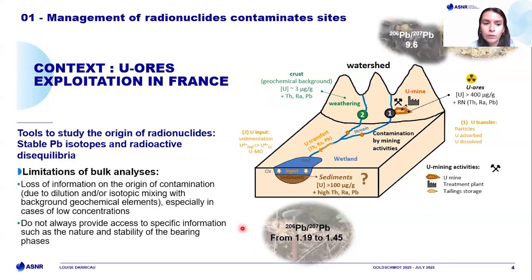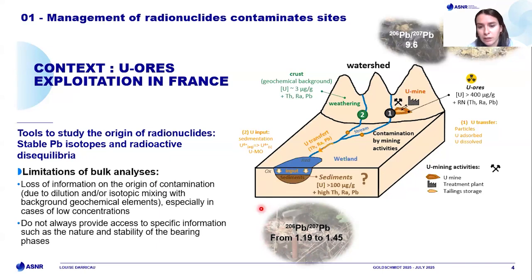When we want to look at the origin of radionuclides, in the case of uranium mining activities, we can use stable lead isotopes and the ratio of lead isotopes, for example, and also we can look at radioactive disequilibria. For example, for the uranium decay chain, we know that uranium is more mobile than some of its decay products. So we can look at radioactive disequilibria between radium and uranium or radium and thorium and see if there was a mobility of some of those elements.